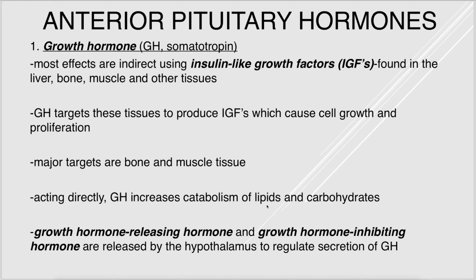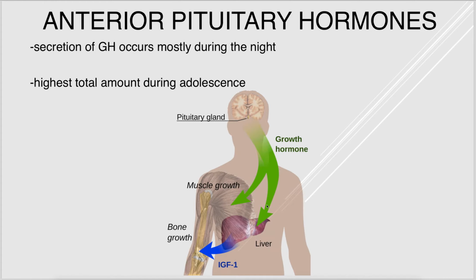Now, the release of growth hormone is stimulated by growth hormone releasing hormone from the hypothalamus, and it's turned off by growth hormone inhibiting hormone, also known as somatostatin. So a lot of hormones will have certain patterns, certain pulses at which they're secreted more throughout the 24-hour day. Growth hormone is going to be secreted mostly during adolescence, but in most cases it's going to be secreted mostly at night, which makes sense. That's when your body is recovering.